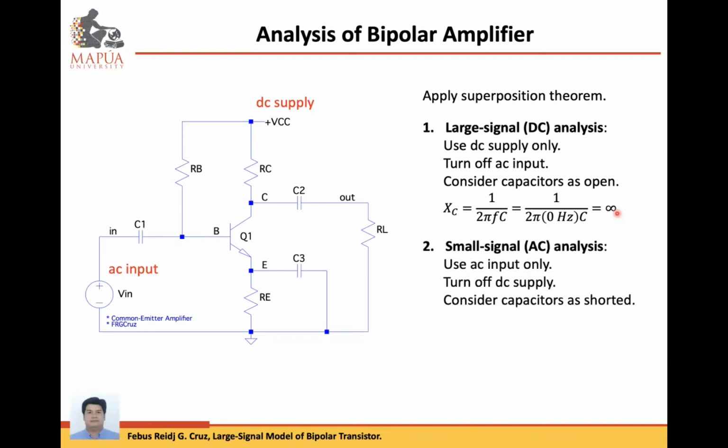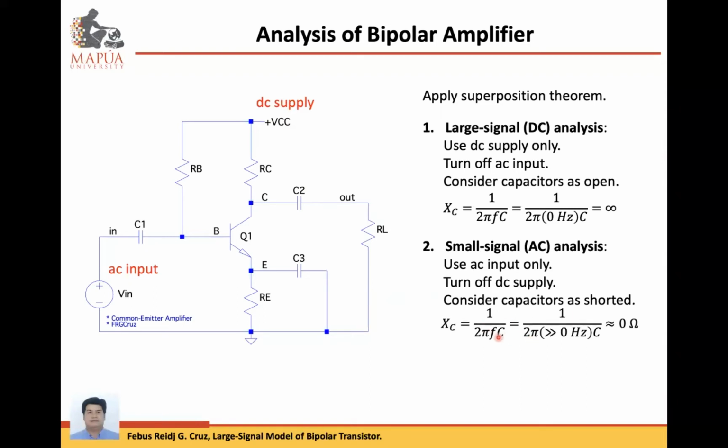Then on the next step, for the small signal AC analysis, we are now going to use the AC input only, and we are going to turn off the DC supply. This time, we are going to consider the capacitors as shorted.